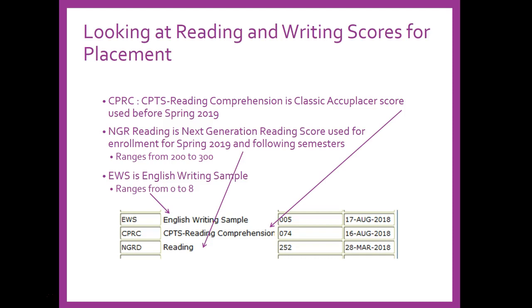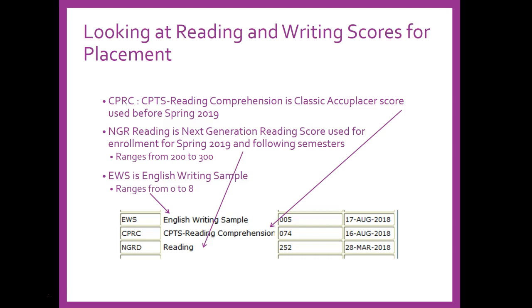The old AccuPlacer, or the classic AccuPlacer that we have been using for reading for a number of years, was used before spring 2019, and will still appear on a student's record. The designation for that is CPRC and then says reading comprehension. Those scores are still valid and students can be placed according to those scores. But starting for spring 2019, you're going to start to see the designation NGR, which stands for the Next Generation Reading Score, and that will range from 200 to 300. The old classic ranged from 20 to 120, but the Next Generation Reading Score will range from 200 to 300.